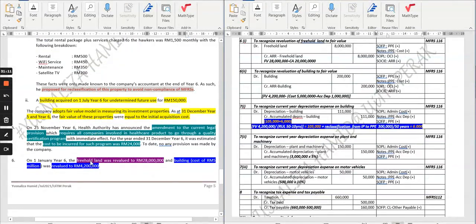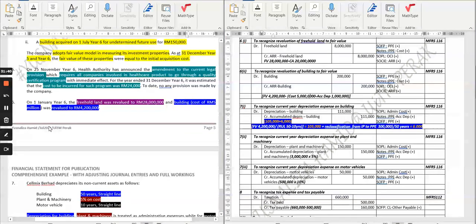So if you compare 4.2 with the 4 million carrying amount, there is a 200,000 difference. And this is another revaluation surplus that will be treated similarly to number 6 that relates to freehold land. It's the same, only that it relates to a different type of PPE, the building. So remember, building will have to be depreciated as well.